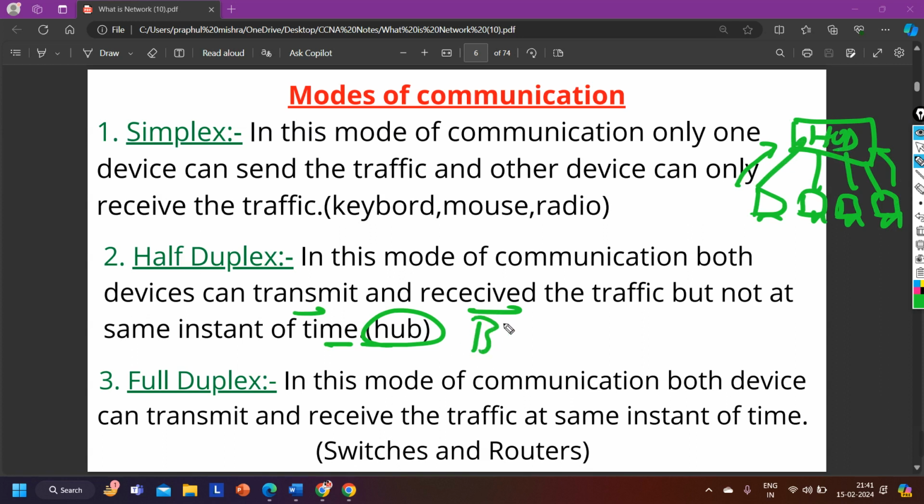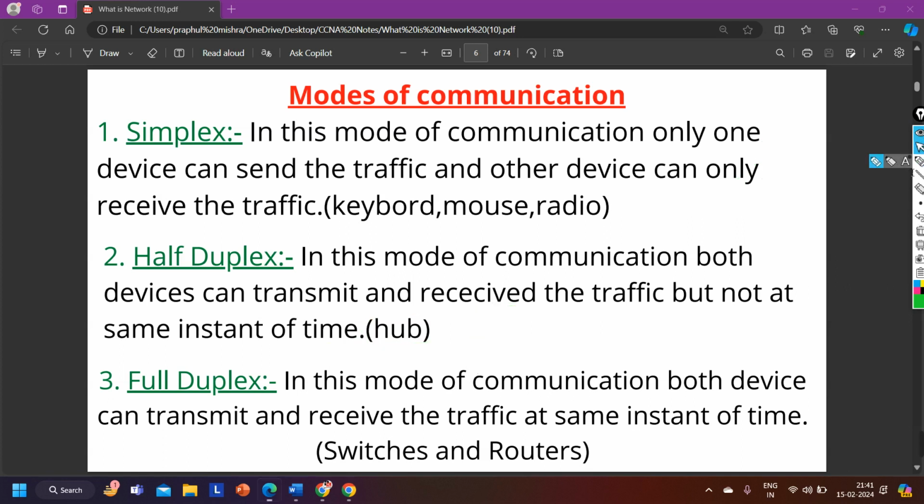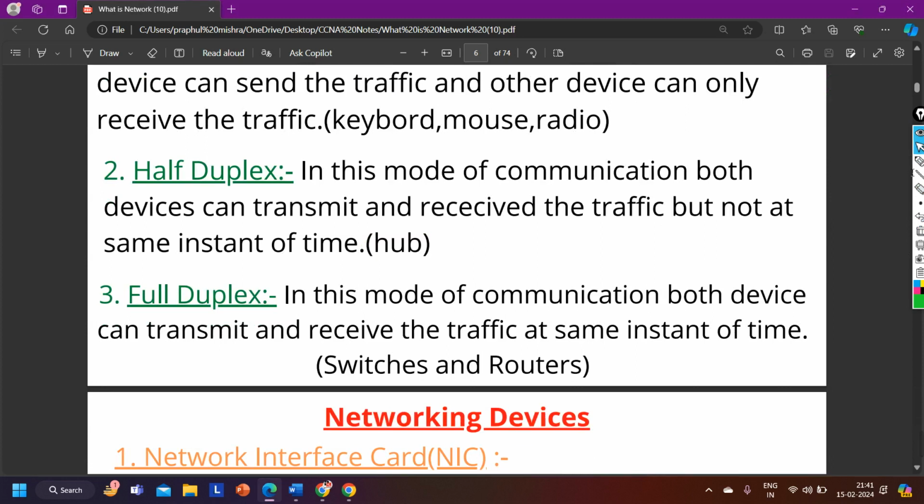Another example of half duplex can be what? Bluetooth, correct? So if someone asks you what is half duplex, you can say half duplex is two-way communication but not at the same time.